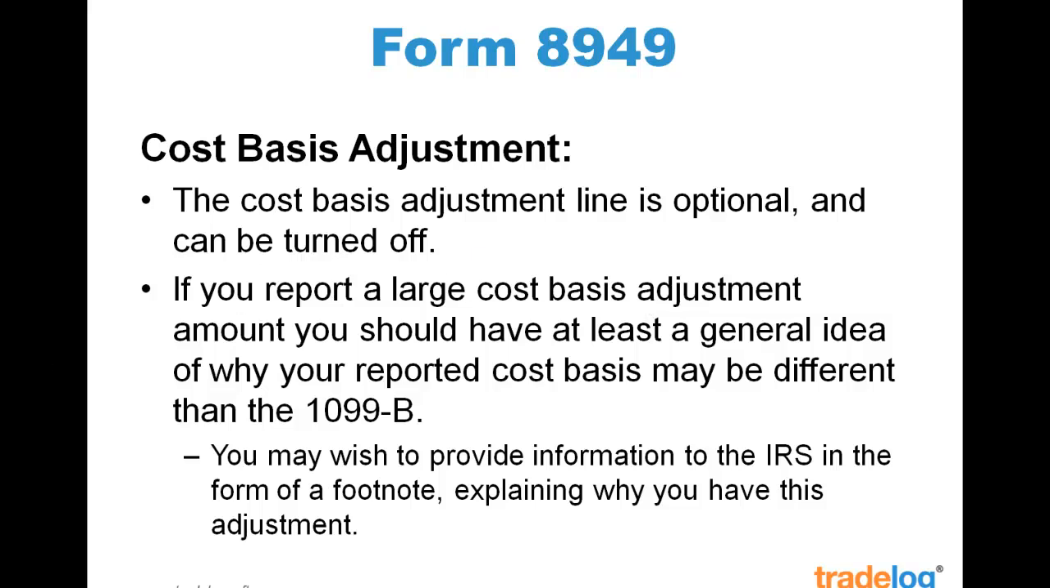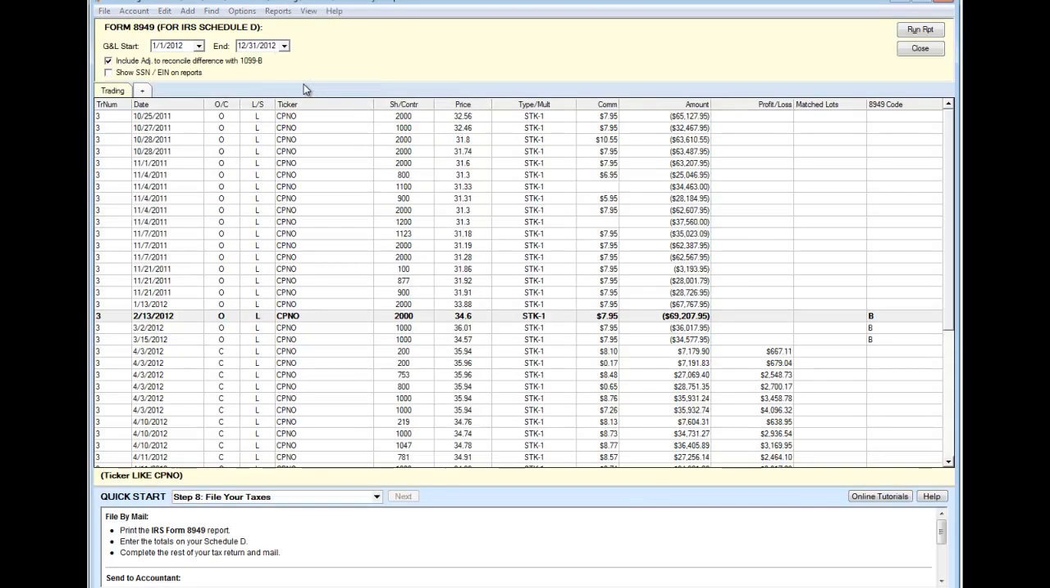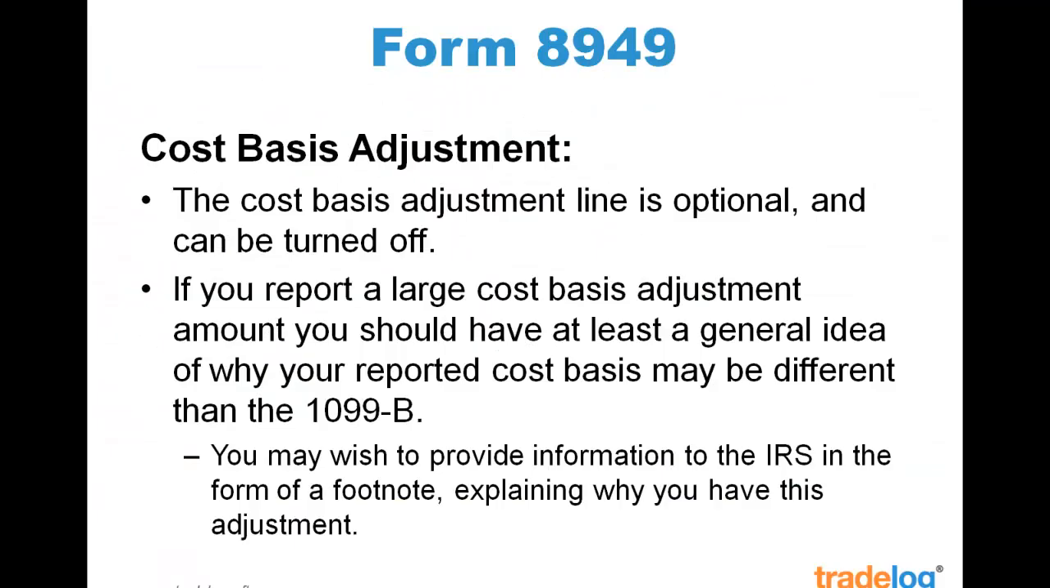Keep in mind also the cost basis adjustment line that TradeLog generates is optional. When I run that report for Form 8949, you'll notice there's a checkbox. I can choose to include the adjustment for the 1099 difference, or I can turn that off. So that is completely optional if I want to include it. If you do report a large cost basis adjustment, you should have at least a general idea of why you have that difference on your 1099.